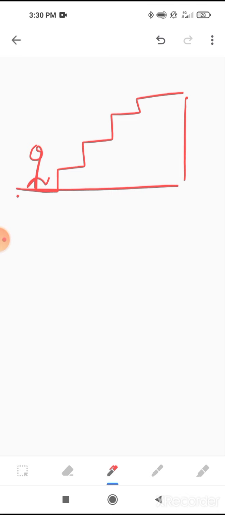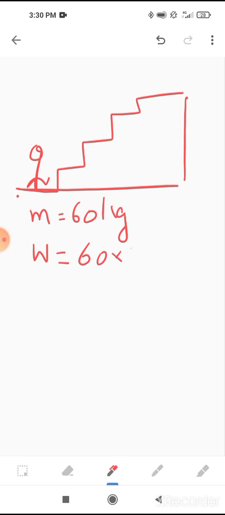See the figure. This is the man. His body mass is 60 kilogram. So his weight will be m into g. g is given as 10. So 60 into 10. 600 Newton is the body weight of the man.